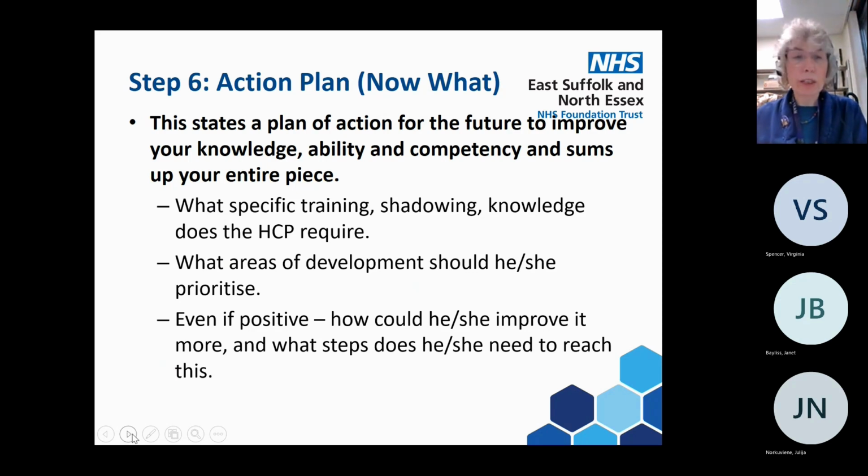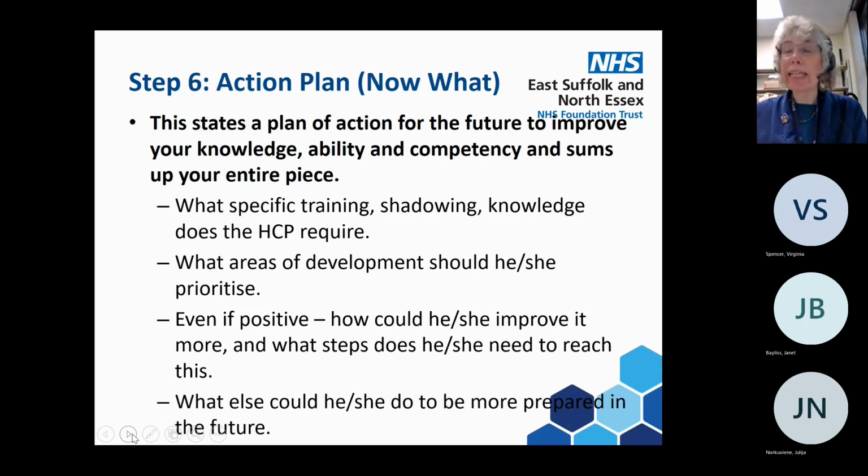There are courses around for healthcare professionals, and I'm thinking here of one called Sage and Time, which is actually occasionally run in this trust itself that would help with this type of thing. So finally, you have to think, but what else could the healthcare professional do to be more prepared in the future? So maybe there's some reading or maybe some shadowing they could do, perhaps. Have a think. Anybody, any suggestions?